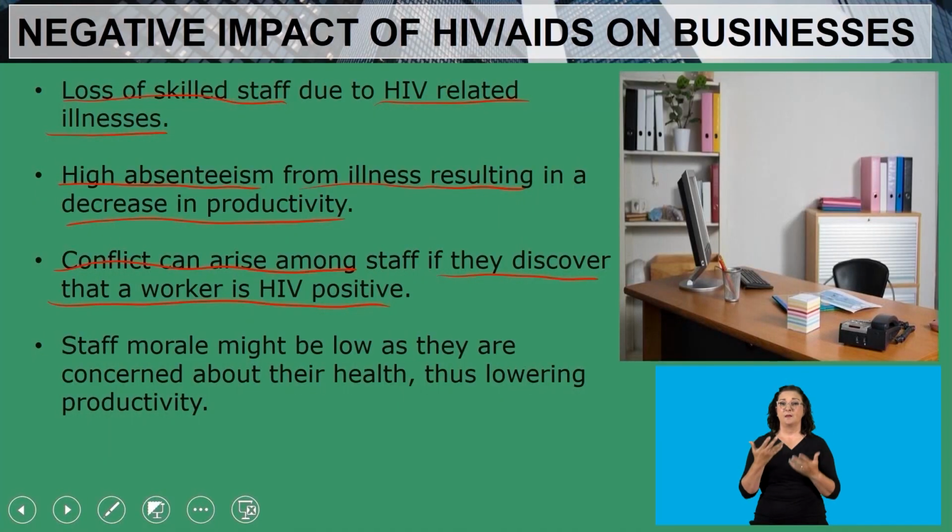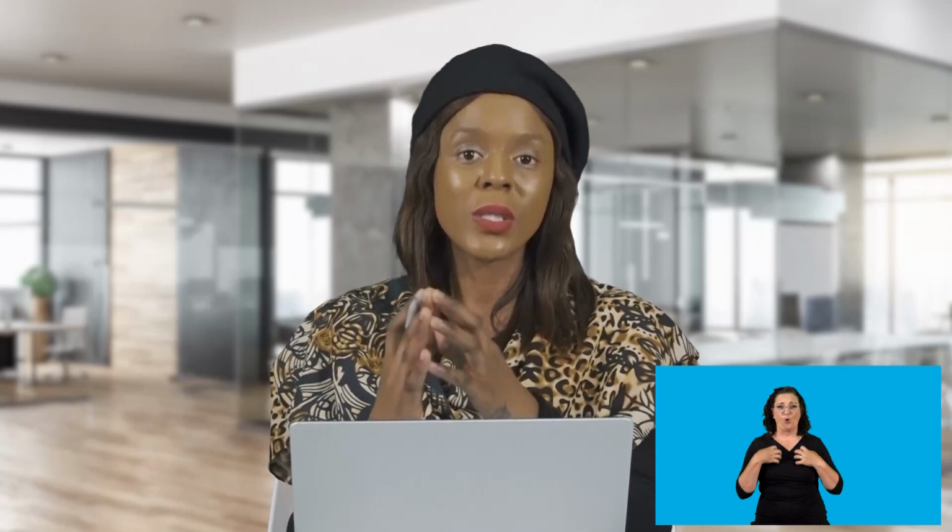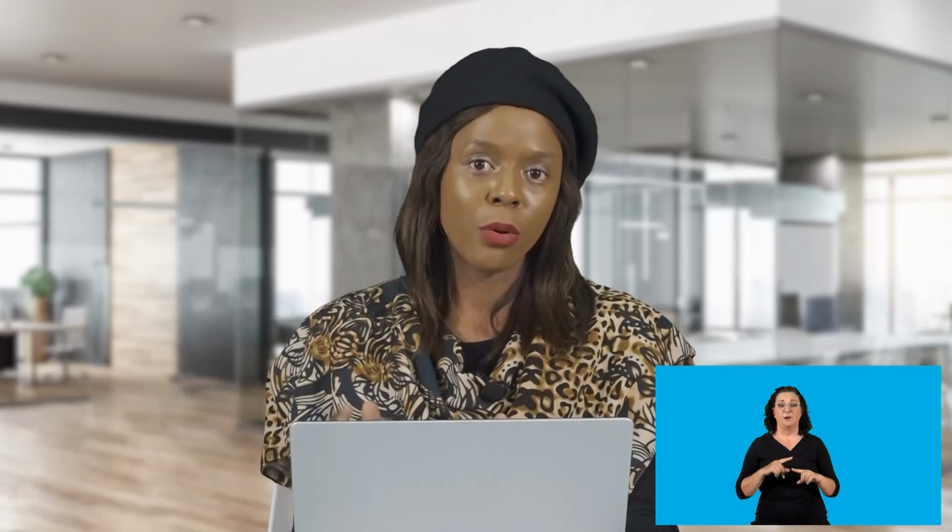Staff morale might be low as they are concerned about their health, thus lowering productivity. So staff cannot be motivated if they are concerned about their health, particularly those who are HIV positive. Let's take, for instance, there's a worker who just found out that they are HIV positive. So obviously that particular employee is going to do what? Is going to constantly worry about the disease, and while worrying, this worry might cause stress, and this stress might hinder the employee from performing their duties fully in the workplace, thus lowering what? The productivity in the workplace.